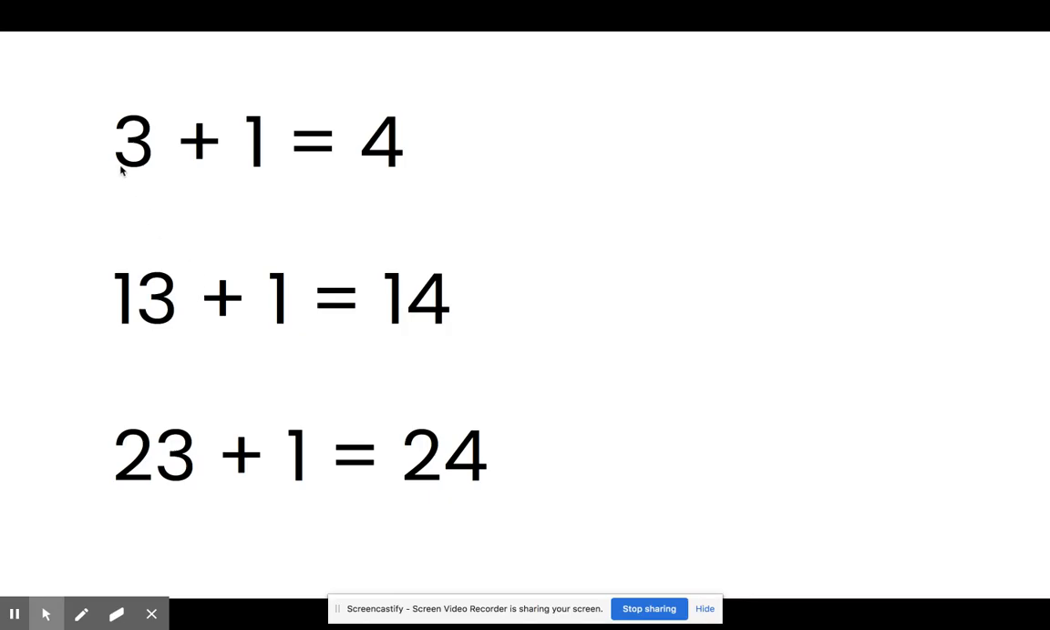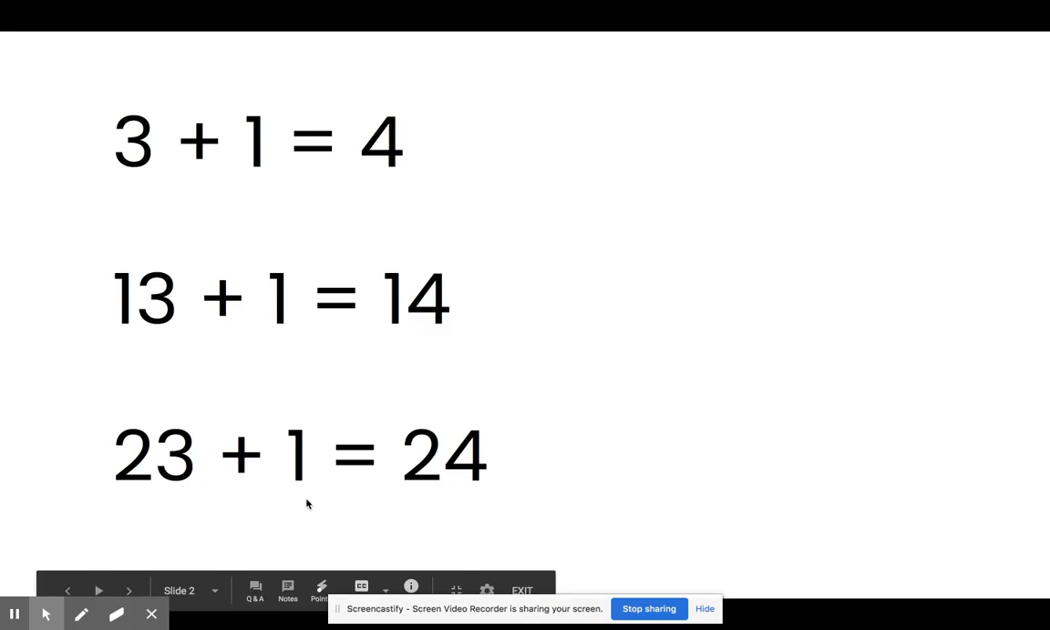You may be looking back up here and noticing that each time we're adding 1. So when we had 3, we added 1. When we had 13, we added 1. And when we had 23, we added 1. So we're adding the same amount each time.